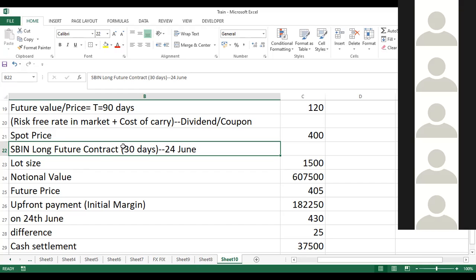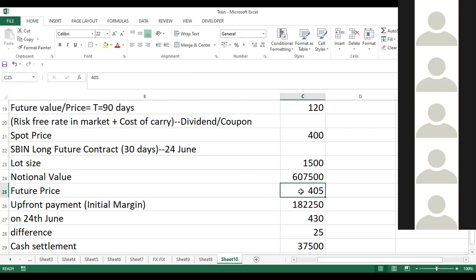The spot price for the share, say the SPI share, is trading at 400 rupees. I'm just assuming these values. I'm not doing the interest rate and all those calculations. I'm just assuming the future price for this SPI is 405, while the spot price is 400. So you can calculate the contract price: 400 multiplied by 1,500, so the total value comes out to 6,00,000.